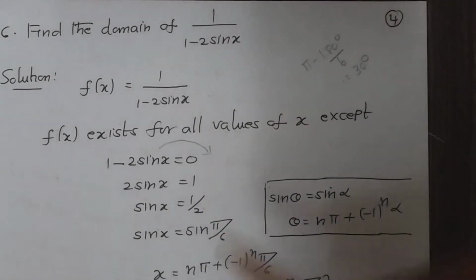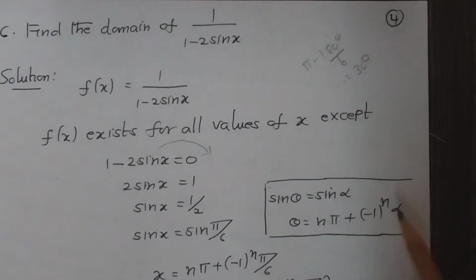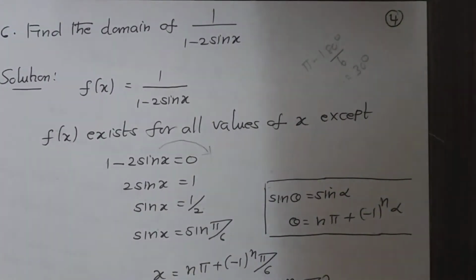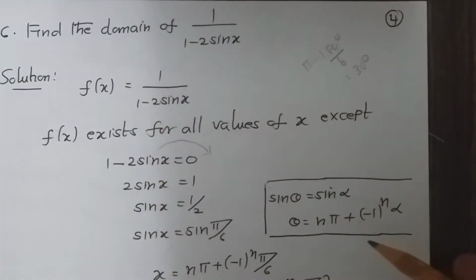Because it keeps rotating, the value keeps changing. Then you have to take the general solution. General solution means if the form is sin theta is sin alpha, then theta is equal to n pi plus minus 1 whole power n into alpha; this formula you should remember, students. Later we will get cos theta is equal to cos alpha also. That is there in the example problem. In that case theta is equal to 2n pi plus or minus alpha. So this is there in trigonometry.